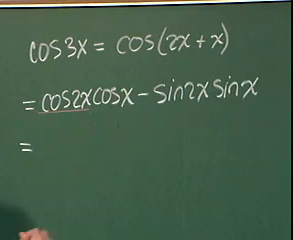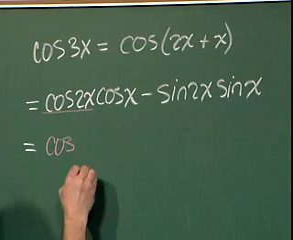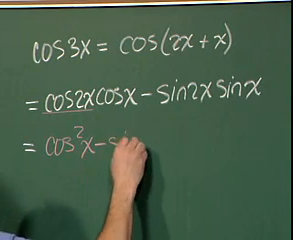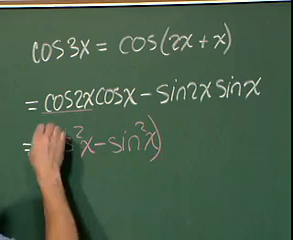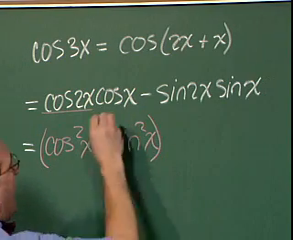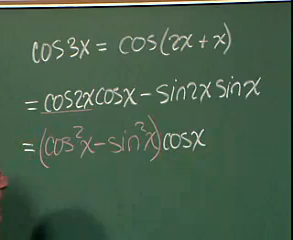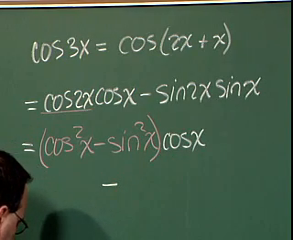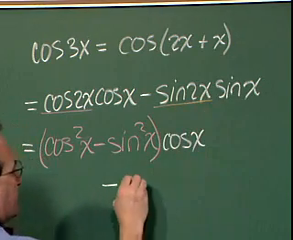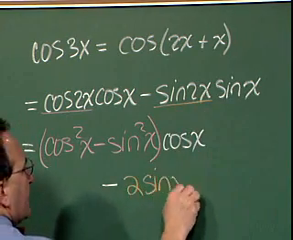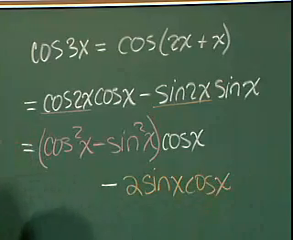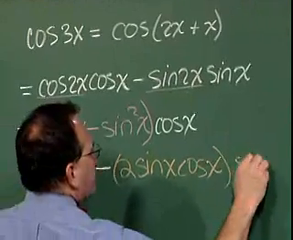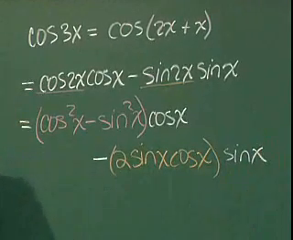The cosine of 2x I replace with cosine squared x minus sine squared x, and I'll put that in parentheses. Then that would be multiplied times cosine x. Then minus, well, this time I want to replace sine 2x, and I'm going to replace it with 2 sine x cosine x. Put that in parentheses, and that's going to be multiplied times sine x.